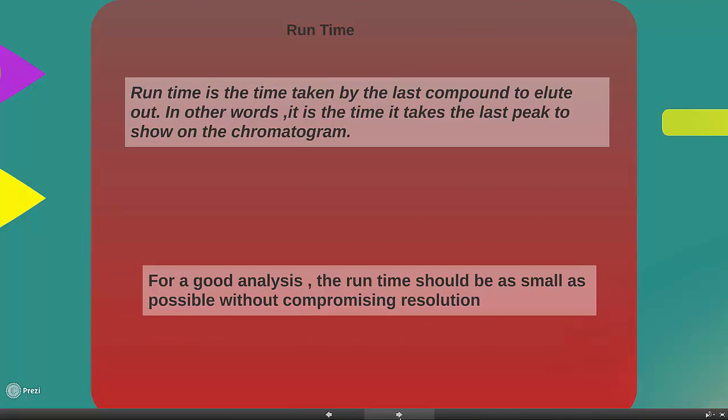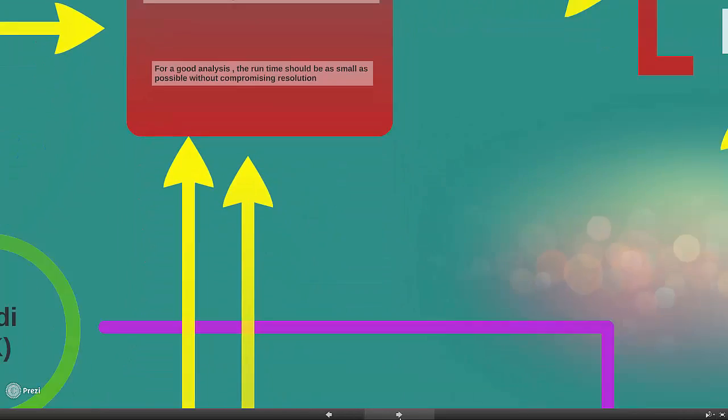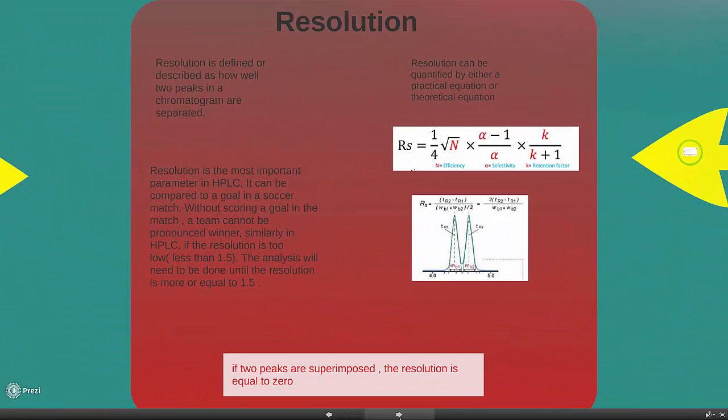It depends on runtime. So runtime is the time taken for the last compound to be eluted from the system. It has to be as small as possible without compromising resolution. Resolution is actually the king in this HPLC analysis. It is described as how well two peaks are separated.